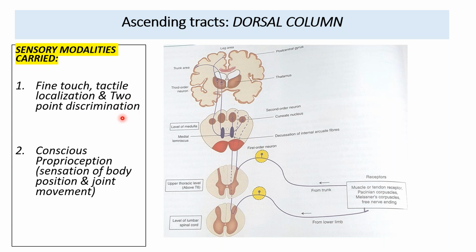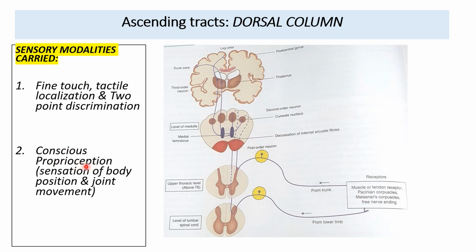2-point discrimination means if the patient is touched at 2 different points, he should be able to differentiate between those 2 points of touch. And localization means where exactly the touch sensation has been sensed, that he should be able to localize. Fine touch means very fine touch, like when you touch with a cotton bud. That is how you will test for the dorsal column. This is fine touch.